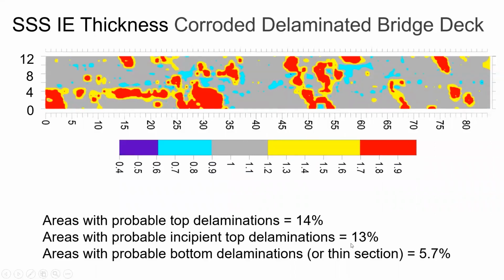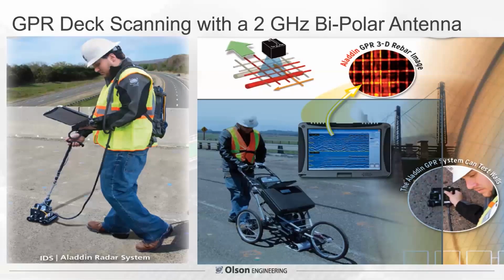Top was 14%, incipient was another 13%, so about a quarter of the deck had issues, and only 5.7% at the bottom, but there were issues down there as well. They took the deck section to Turner Fairbank's laboratory, and they kept it there after they demolished the bridge as a future research full-scale model.